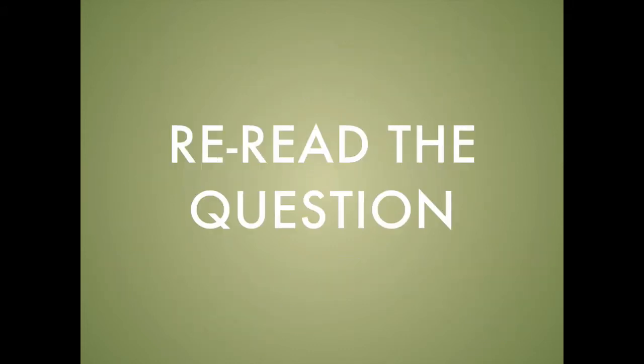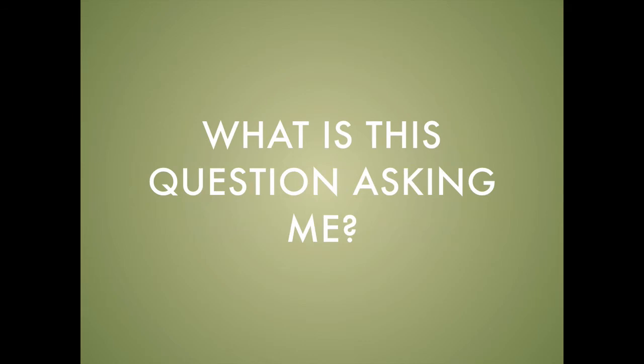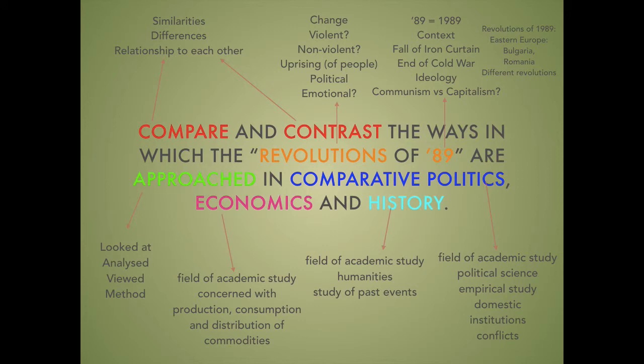So what next? Well, we need to reread the question. Compare and contrast the ways in which the revolutions of '89 are approached in comparative politics, economics, and history. Now, even though you may not be a political scientist, you may not be an economist or a historian, you could still get a sense of what this question means. And you need to think, what is this question asking me? Let's use our notes on these different words to come up with an idea of what this question means.